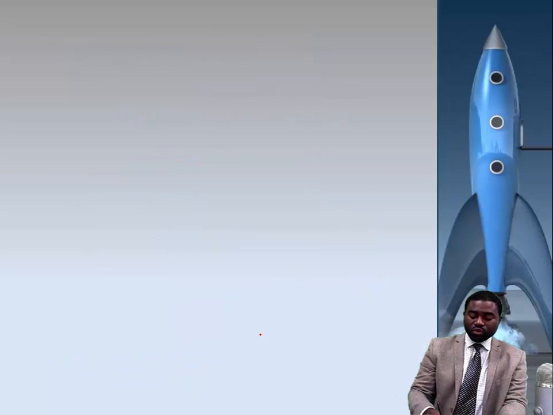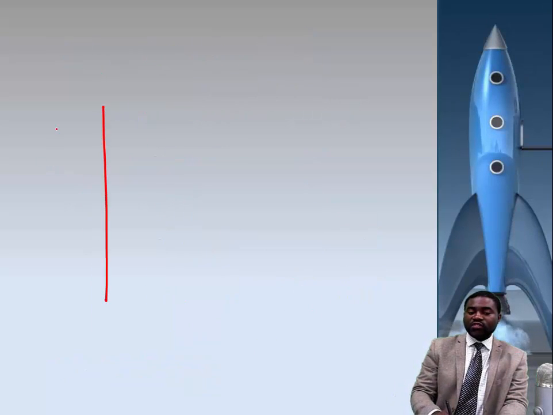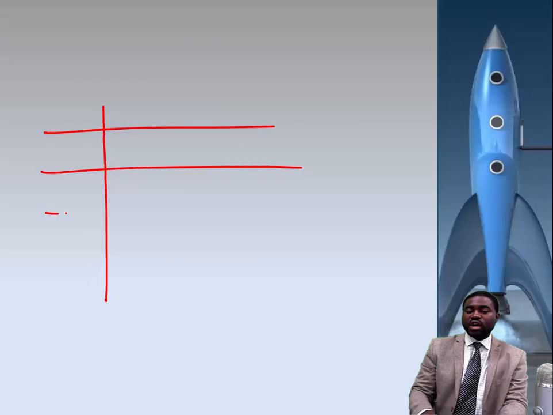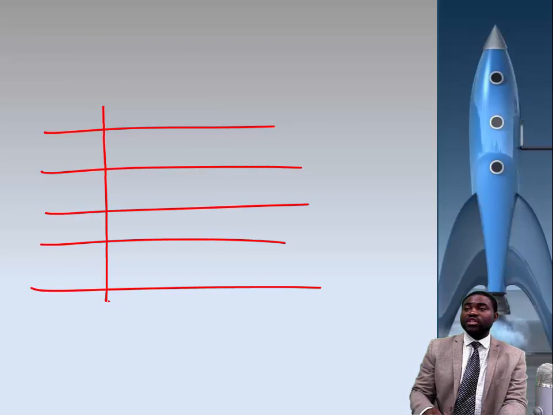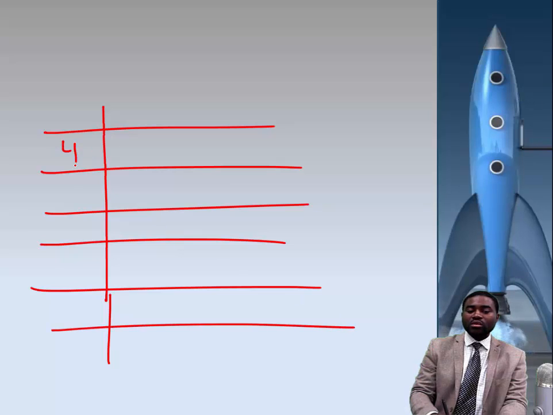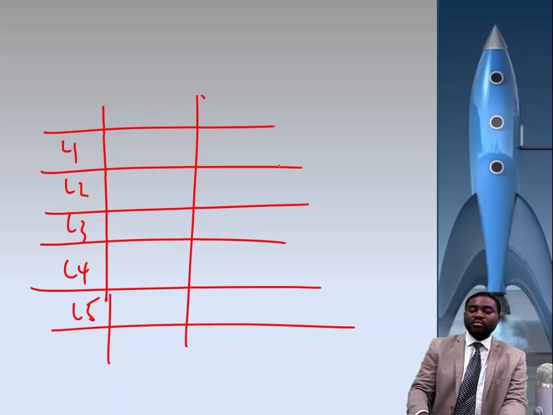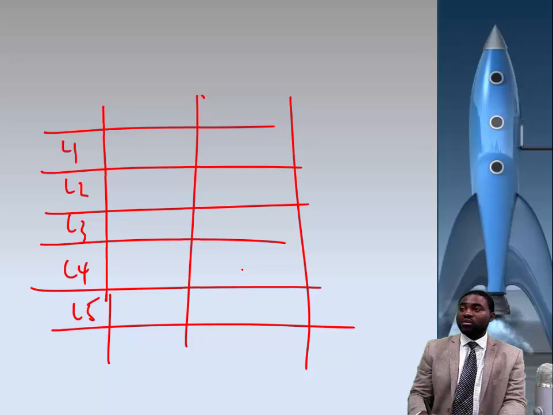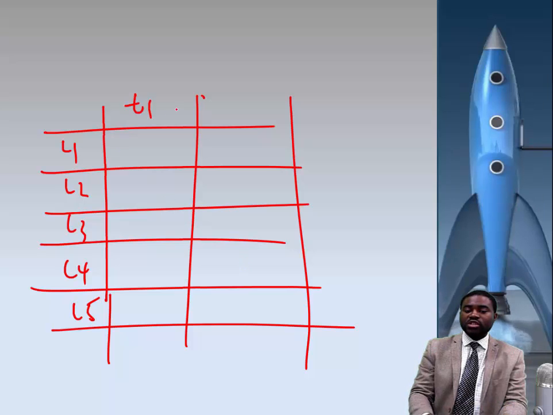Then the next thing is you will do that for at least 7 different lengths. To minimize random errors, you will do it twice. You will get T1, T2, and then you calculate the average.